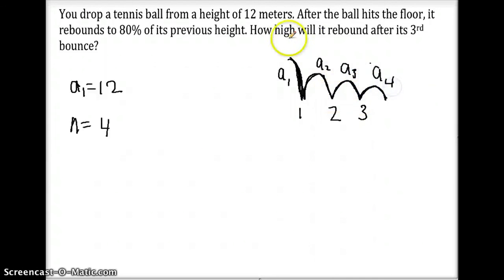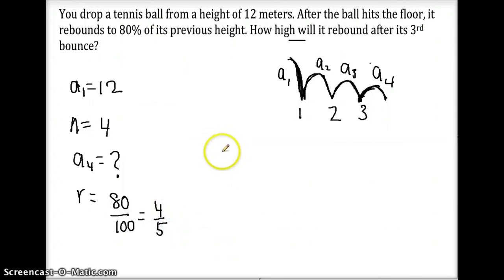And we want to find out how high it will rebound after its third bounce. This is its third bounce. And so we actually want to find a4. So we're looking for n equals 4, and we want to find out a4. Okay, so r is equal to 80% of its previous height. So 80% is also equal to 80 over 100, which simplifies to 4 over 5.